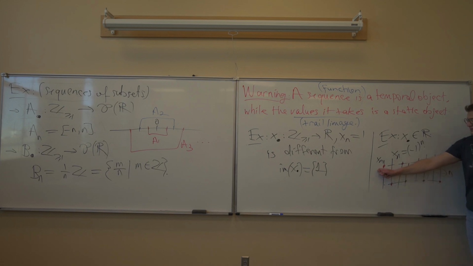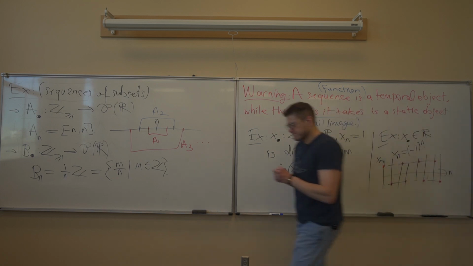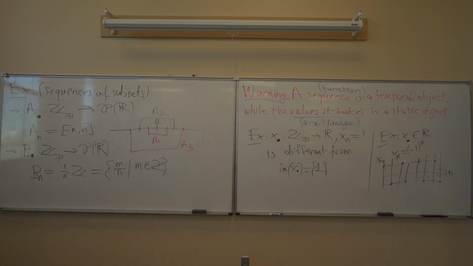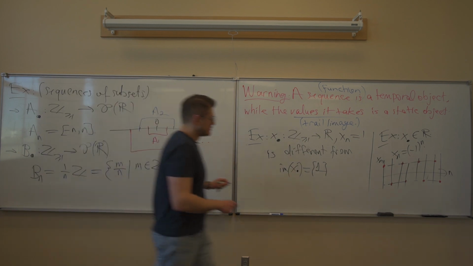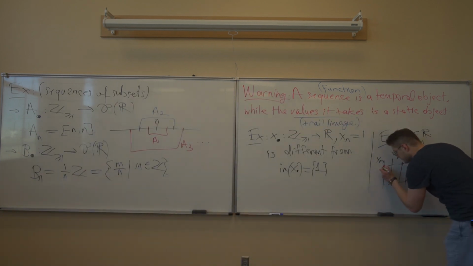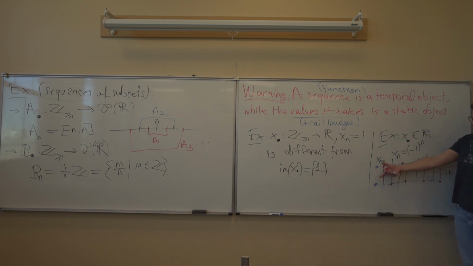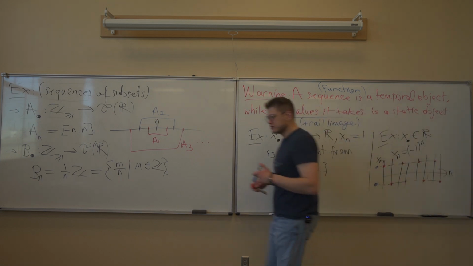And of course, what is the trail? It's just +1 and -1. In the trail, when you collapse the time dimension, in a sense, you just see these 2 points. Okay? So for instance, perhaps let's look at this.